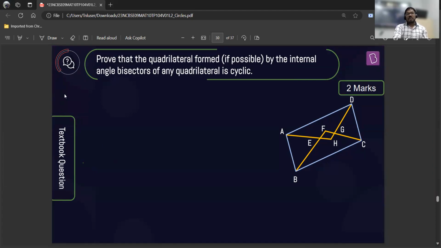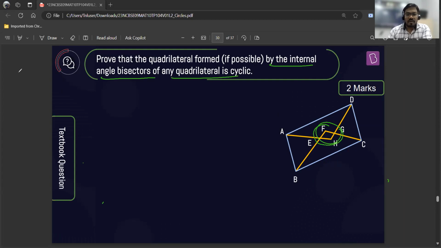This is quite an important question and quite the toughest question for today's session. Please focus on the question. We have to prove that the quadrilateral formed, if possible, maybe sometimes not formed, by the internal angle bisectors of any quadrilateral is cyclic. That means we are getting that this quadrilateral is cyclic. Let me just give you a hint on how to solve it because we don't have sufficient time.